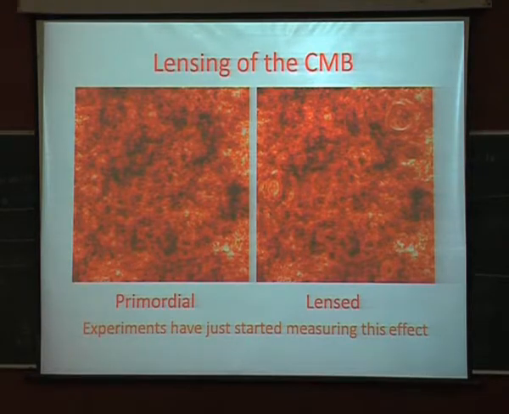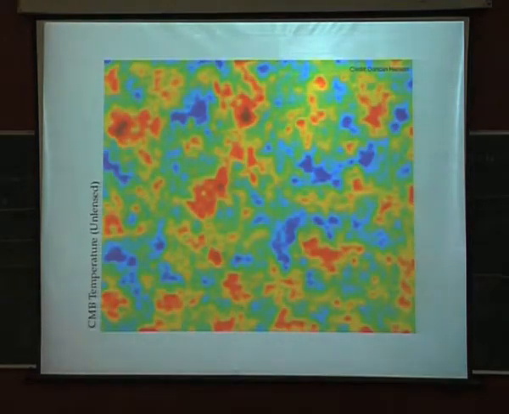You can see it's still hard to see, yeah? So it's a small effect, and this is greatly exaggerated to see these big things, okay? And experiments have started to see this effect. Here's a more realistic simulation, okay? Also in the color code of WMAP.